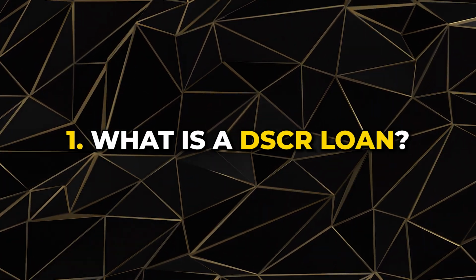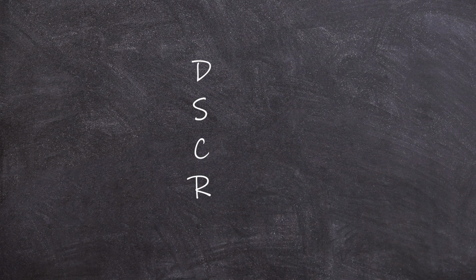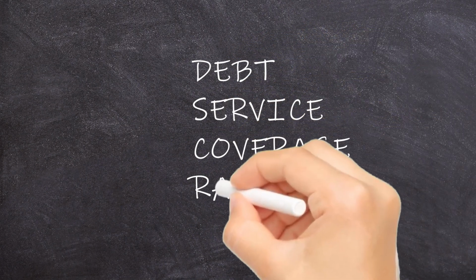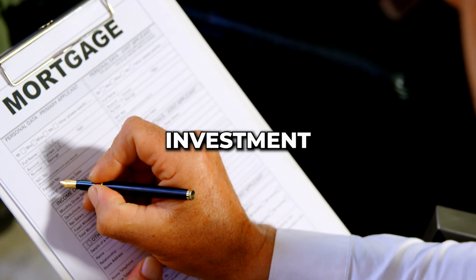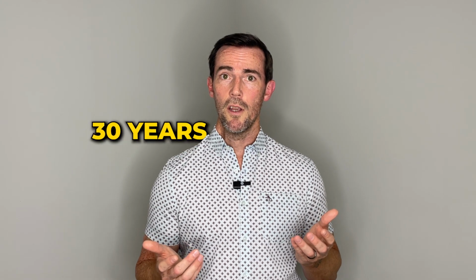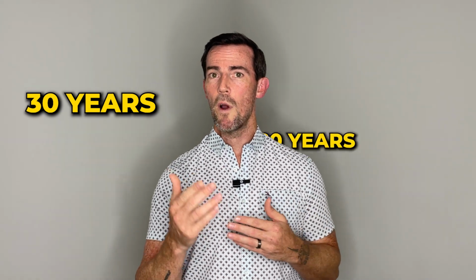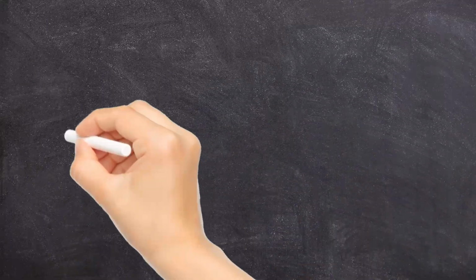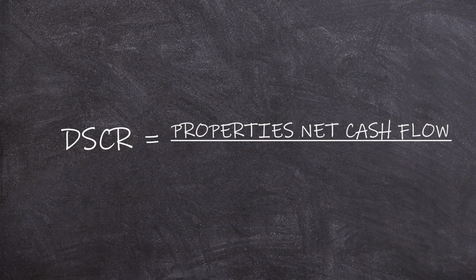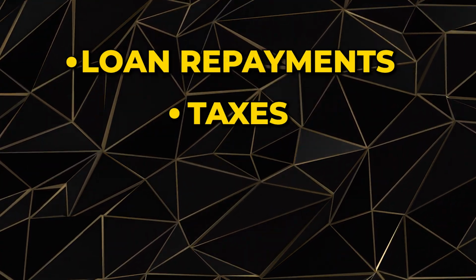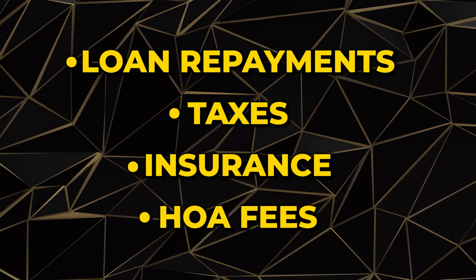Okay, so first, let's cover what a DSCR loan actually is. DSCR stands for Debt Service Coverage Ratio, and it's a particular type of long-term mortgage on an investment property, usually 30 years, but sometimes you do see 20 years or 40 years too. The DSCR is a formula used to calculate a property's net cash flow from rental income after accounting for its expenses, so loan repayments, taxes, insurance, and HOA fees if there are any.